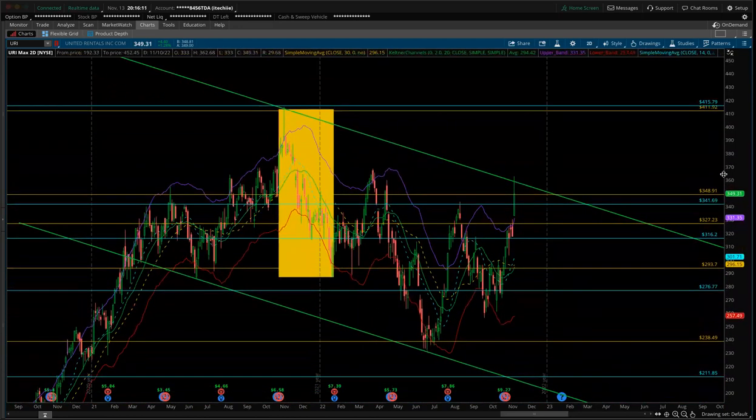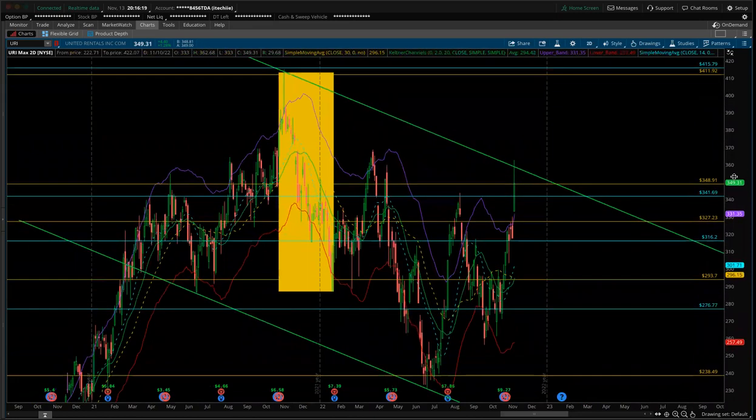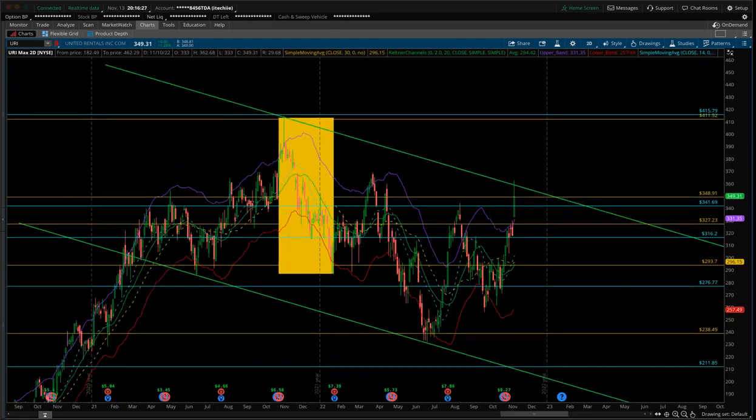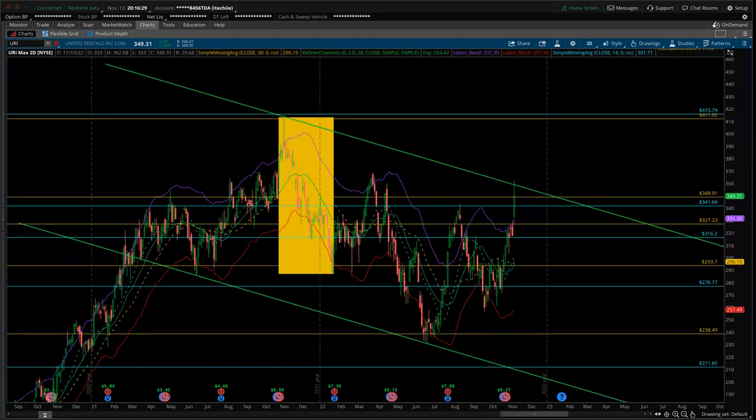So keep that in mind. I have blue and yellow fibs. One's an extension and one is a retracement. I like to have them both because I know which one is which. Retracement is for the pullback. Extension is for the long. So the pullback will be considered the short.